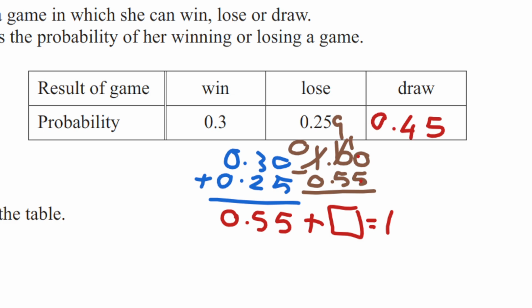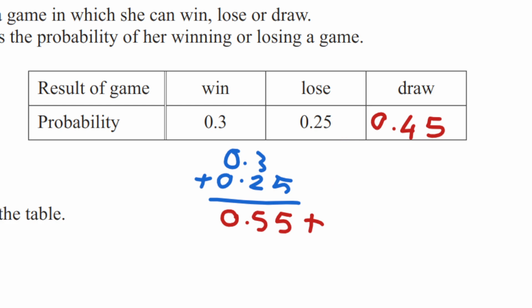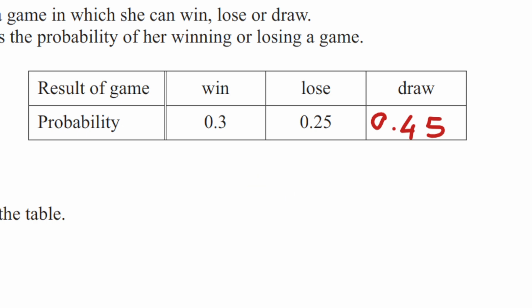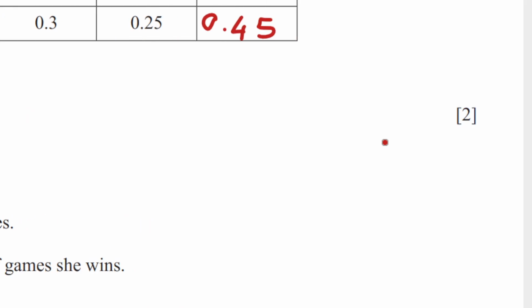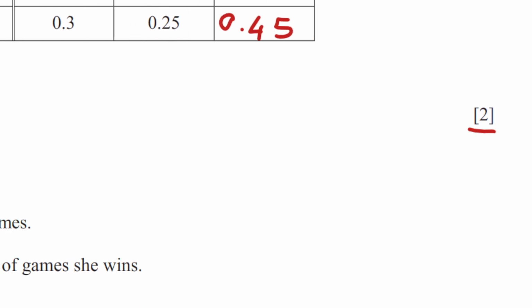This is one way to do it, and it's a lot. What I recommend is think of it like 100 minus 55. That's easier. 100 minus 50 is 50. 100 minus 55 is 45. So it's 0.45. Now you got 2 marks for this part. The first part, completing the table, is 2 marks.